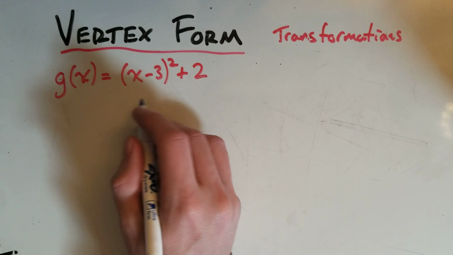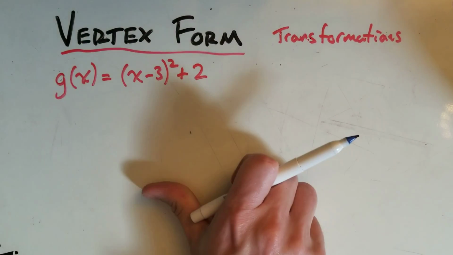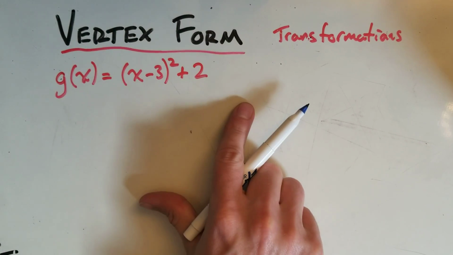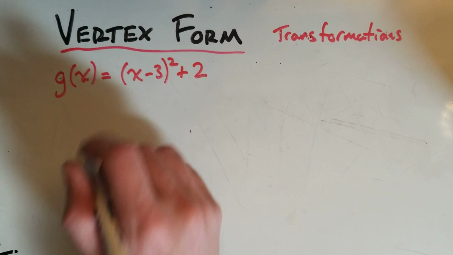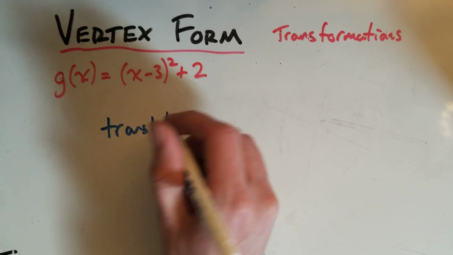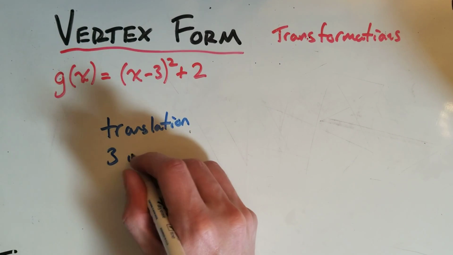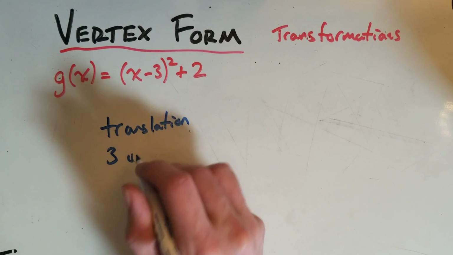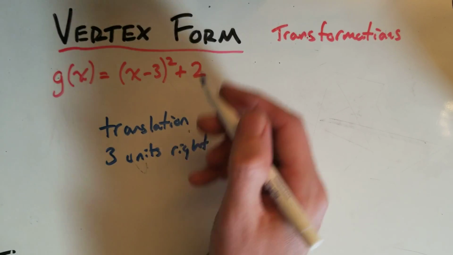So the transformations this goes through, well, if you look at the A, it's just a 1 here, so that means there's not a dilation, and it's a positive 1, so it's not a reflection. So there we go, there's no dilation, there's no reflection, but there are translations. So there's a translation, and if you look at the 3, that means we're going to go 3 units right. 3 units right. And we're going to go 2 units up.